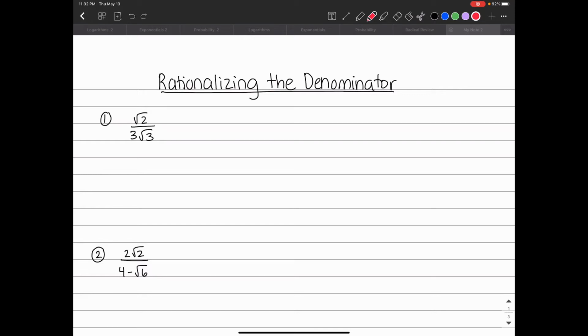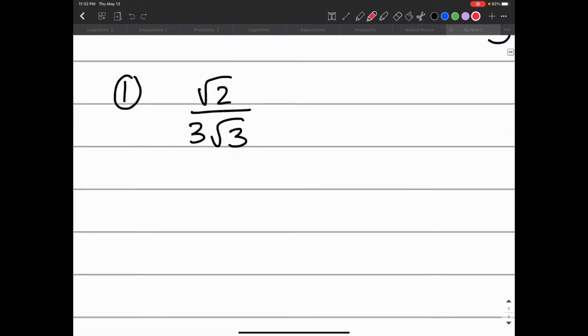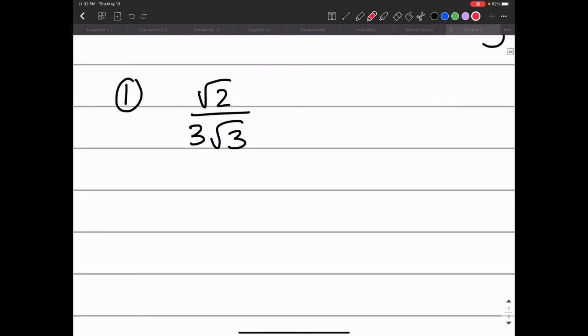In this video, I'm going to talk about rationalizing the denominator. That means getting the square root out of the denominator. We're not allowed to have square roots in the denominator. So, for example, number 1, I have square root of 2 over 3 square roots of 3.